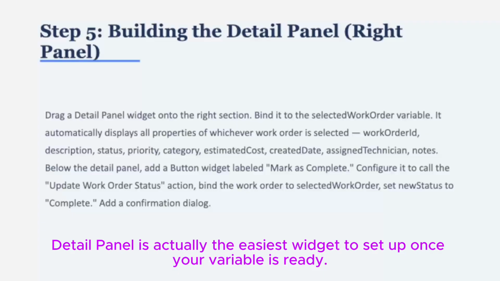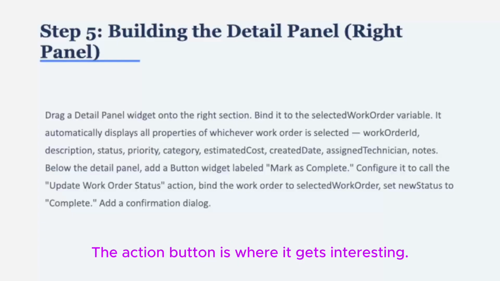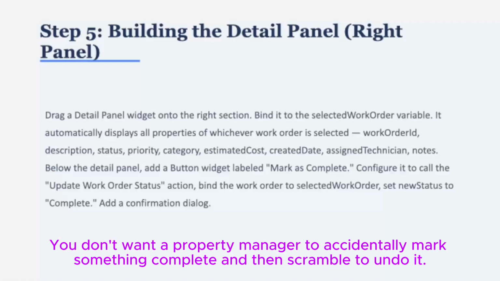The detail panel is actually the easiest widget to set up once your variable is ready. It reads the object type and shows all properties automatically. The action button is where it gets interesting. Always add a confirmation dialog. You don't want a property manager to accidentally mark something complete and then scramble to undo it.